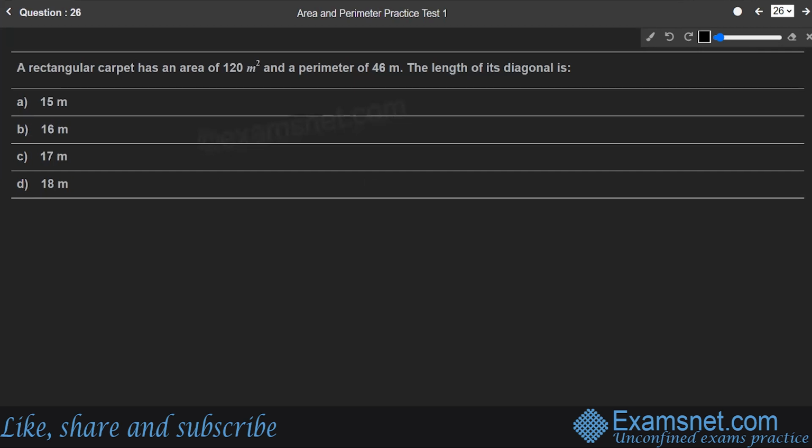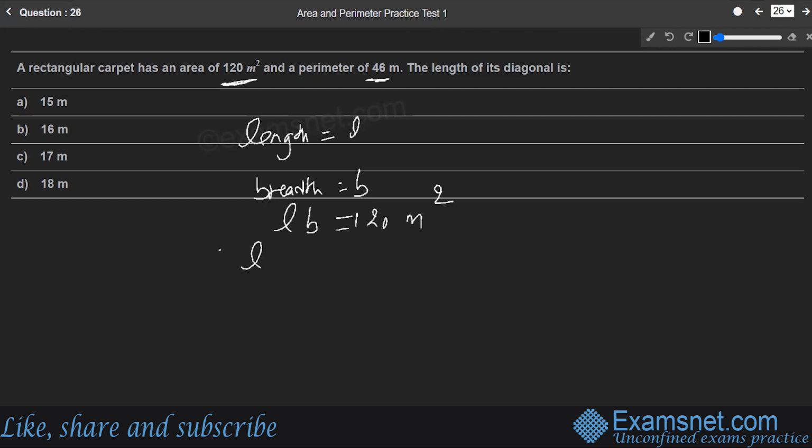Now, a rectangular carpet has an area of 120 meter square and a perimeter of 46 meter. The rectangle has an area of length into breadth. Let's say the length value is L, and the breadth value is B. He says the area is 120 meter square, so LB is 120 meter square. And the perimeter is always given as 2 into L plus B, so 2 into L plus B is 46 meter. Now, using these two equations, we need to find the length of its diagonal. Clearly we'll have to use some tricks here.